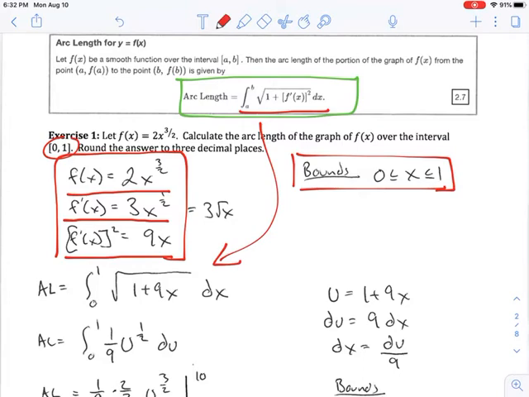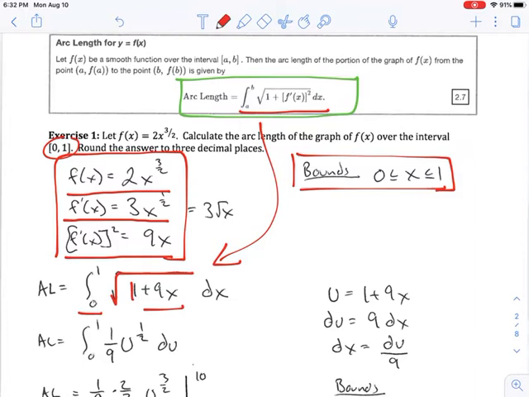The arc length from 0 to 1, square root of 1 plus f prime of x squared, which is just 9x. So that works out fairly nicely. Now, as a warning, some of these do not work out nicely. And you may find a problem in the homework that is not doable. If you do, bring it to my attention and we will omit that particular one.